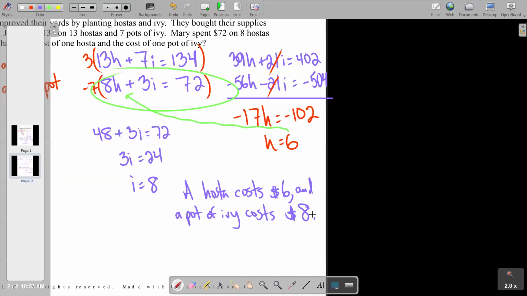Tomorrow, there will be an assignment just like this. You'll have to do the 4-step process on the word problems.